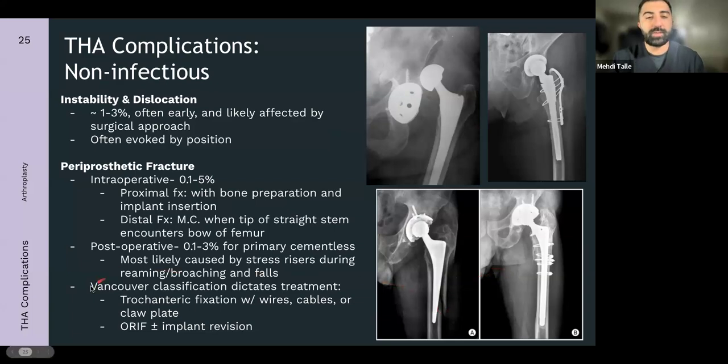And a classification system that I think is worth familiarizing yourself with is not the intraoperative Vancouver, but definitely the postoperative Vancouver classification system, because that is one of the few that we have in ortho that dictates your treatment. Once you've classified things, they often will treat it with some form of ORIF using various constructs, with or without revising to new implants to achieve a different form of fixation, as we alluded to earlier.